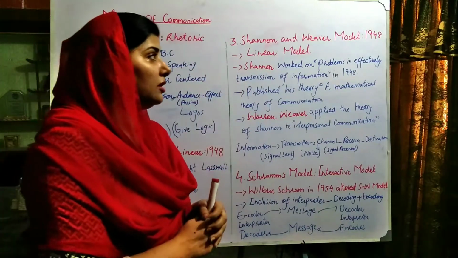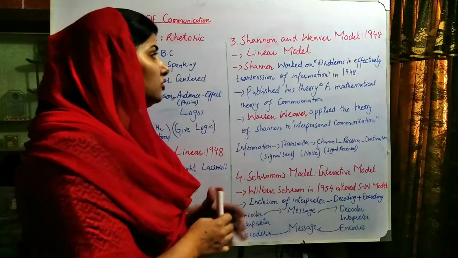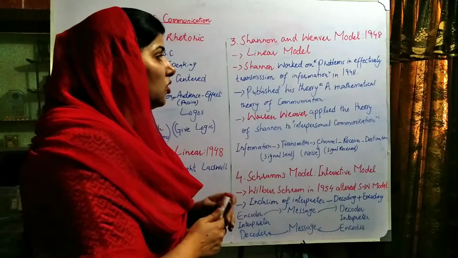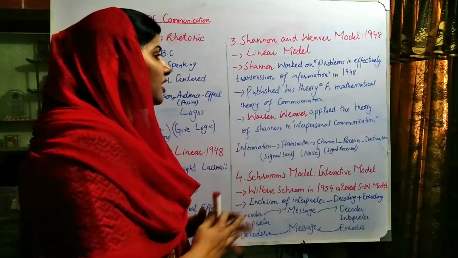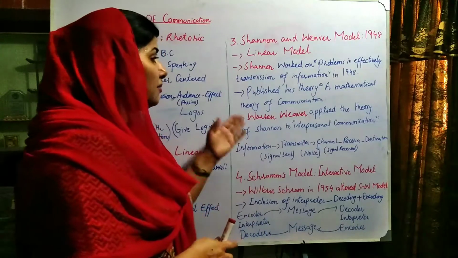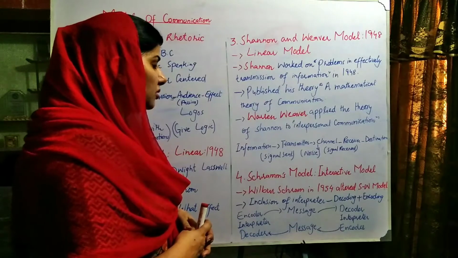Shannon and Weaver model was presented in 1948. It is also a linear model. Shannon worked on problems in the effective transmission of information in 1948. He published his theory, A Mathematical Theory of Communication.